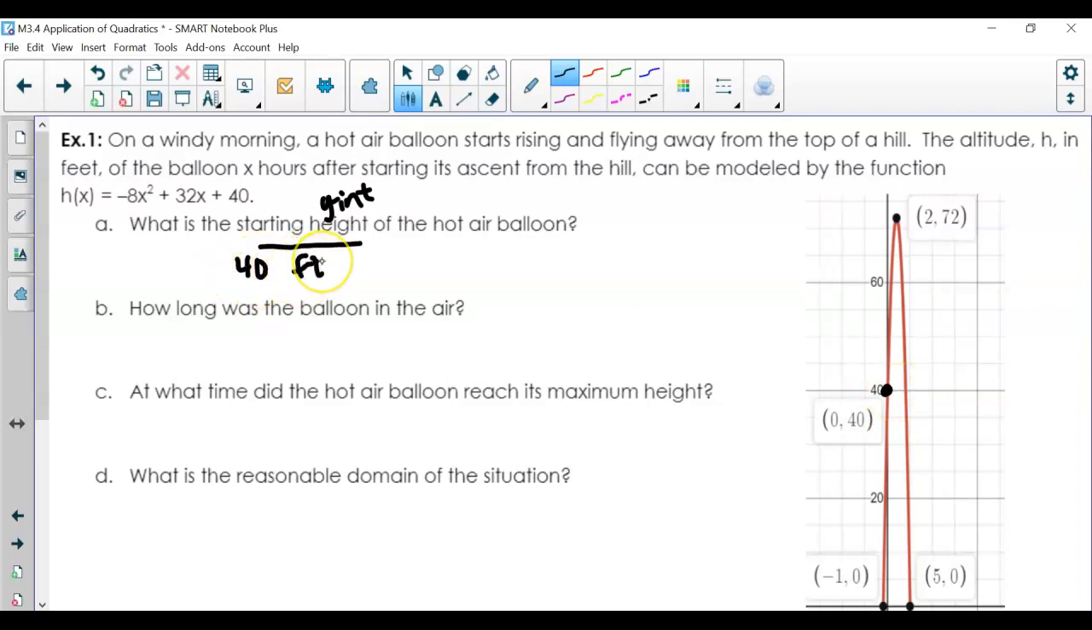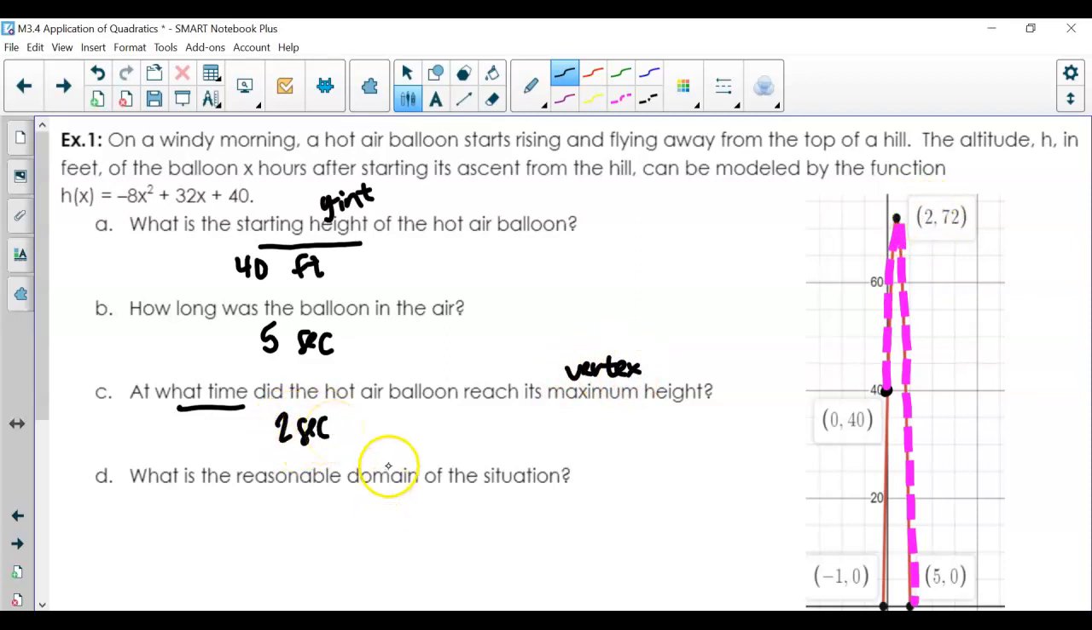How long was the balloon in the air? So remember, this is the path of our balloon. It started at 40 and then boom. So it stays in the air for 5 seconds. At what time did the hot air balloon reach its maximum height? So here, the maximum, our vertex, right? So that's, again, going back to our vocab. The vertex, it took 2 seconds.